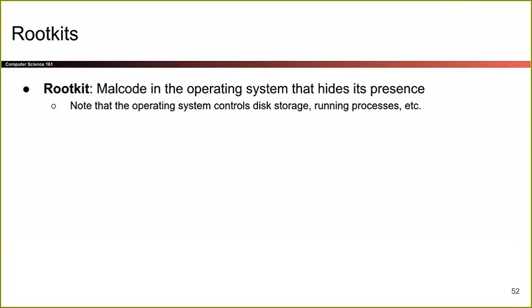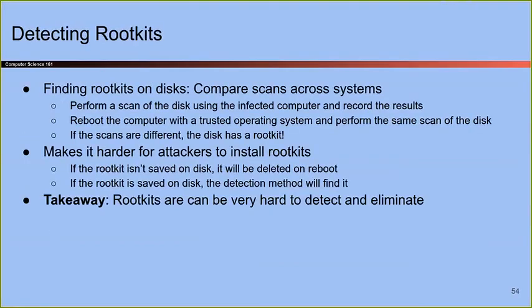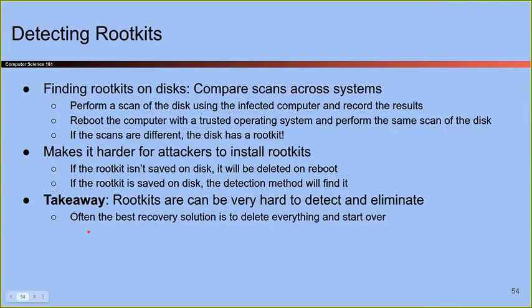And this is something called a rootkit, which is malcode that hides its presence inside the operating system. Those are called rootkits because they're running as like the root user. There's some information about rootkits, it's optional, so we'll skip it for now. But they're very hard to find. And basically, the best recovery solution here, and I think this should probably be a regular slide, is delete everything and start over. So just drop the nuke, take your computer, throw it in the trash, and start over.